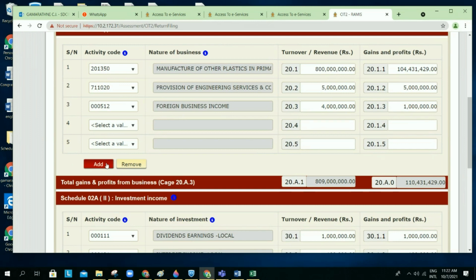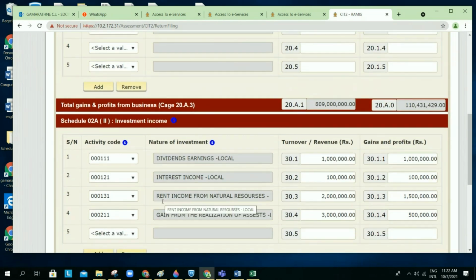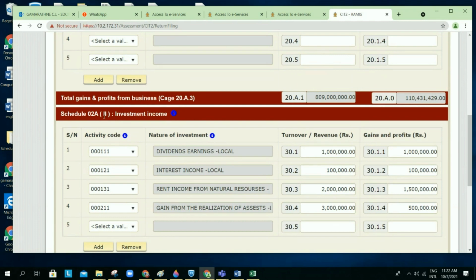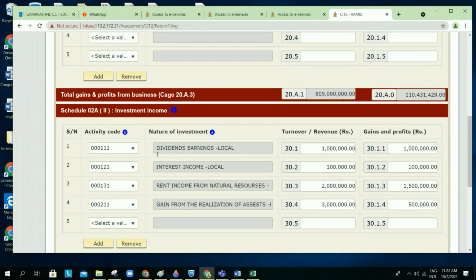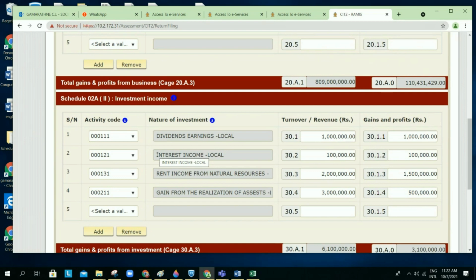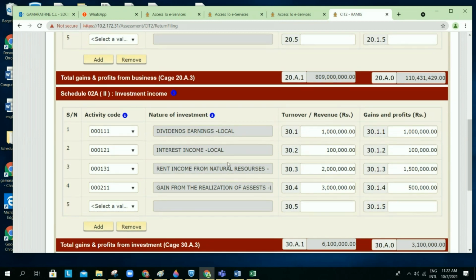Then schedule 2A2 is related to investment income. As per our preparations, we already identified there is a dividend income, right? Out of this 3 million dividend, 2 million we identified as exempt. Here 1 million dividend income is liable for tax, and the interest income and the rent income they received we include here. Then they have a capital gain, which we include here. Likewise, by separating based on the activity code number, we complete the schedule 2A2 schedules.